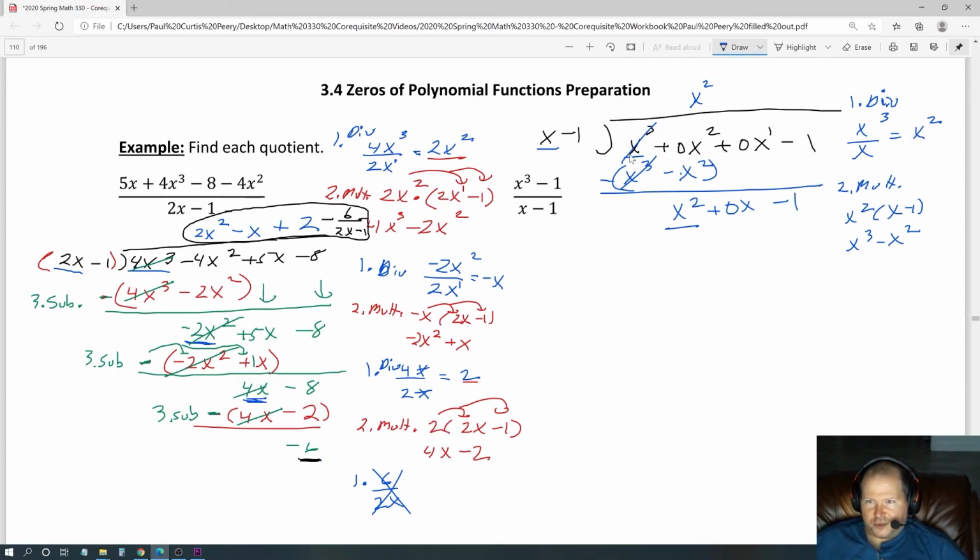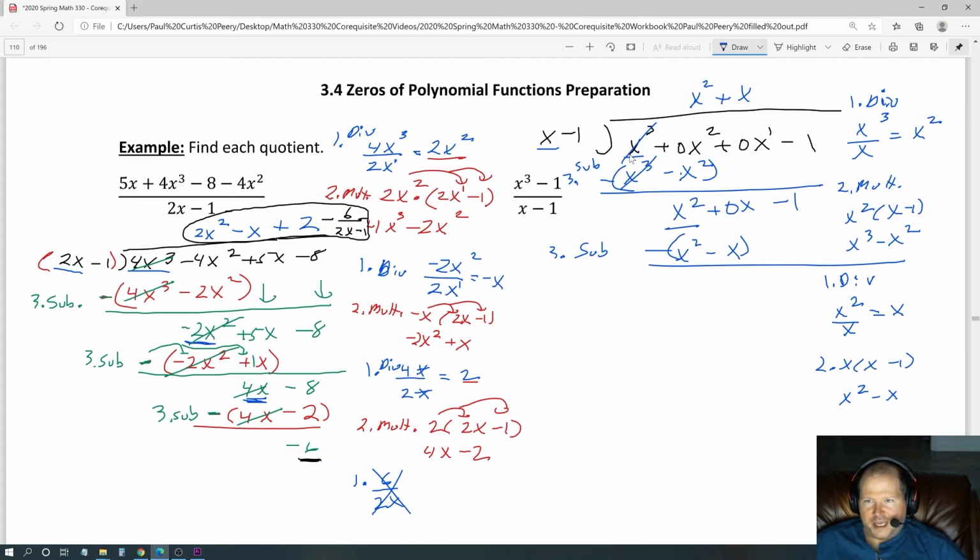Next, I should have written that the third step is subtraction, right? I just did it. Next, first step is division, right? So we're going to say we have x squared divided by x, which gives me x. I put the x on the top. The result of division goes on the top. And then we have to do multiplication. And we multiply the x by x minus 1, which gives me x squared minus x. And x squared minus x goes on the bottom there. And I will be subtracting that.